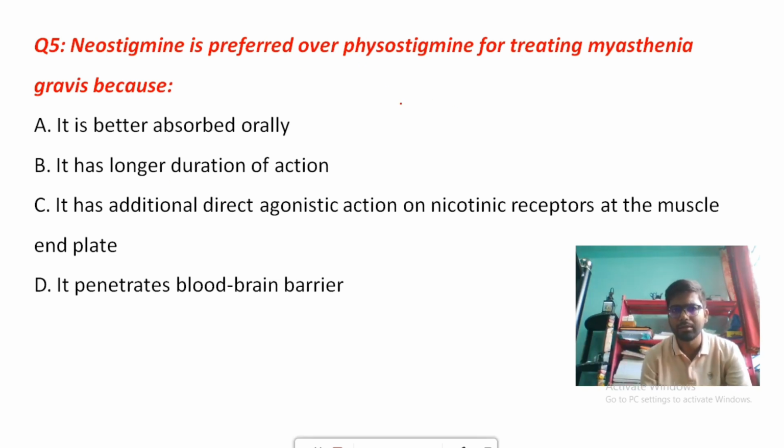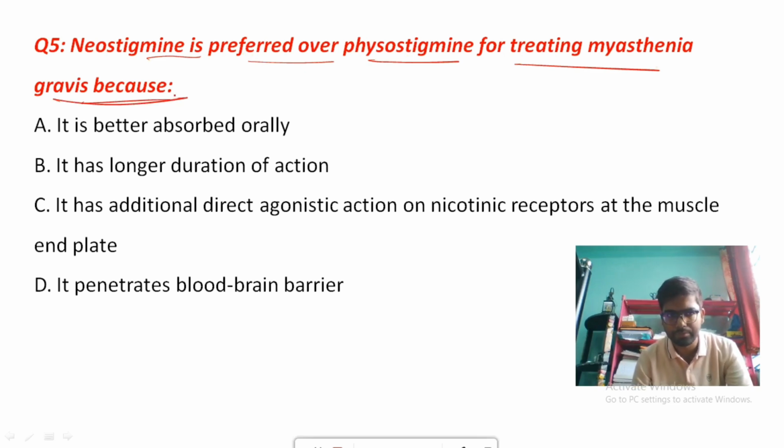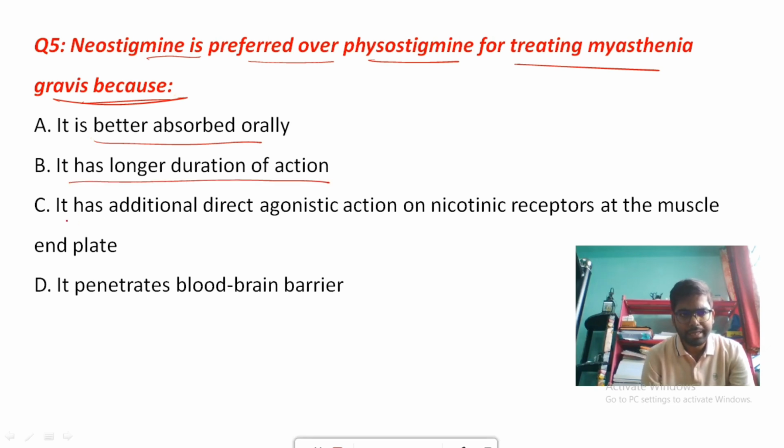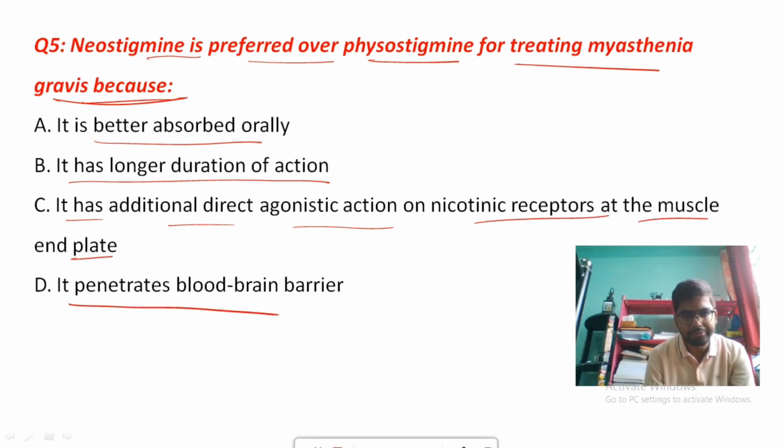Neostigmine is preferred over physostigmine for treating myasthenia gravis because, options are: it is better absorbed orally, it has longer duration of action, it has additional direct agonistic action on nicotinic receptors at the muscle end plate, option D, it penetrates the blood-brain barrier. First understand what is myasthenia gravis.